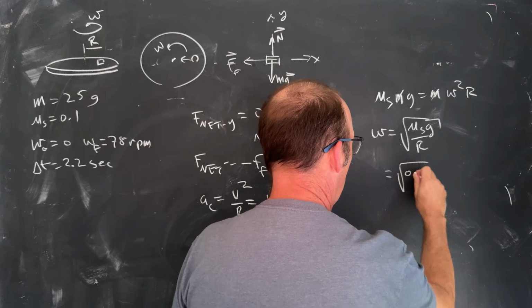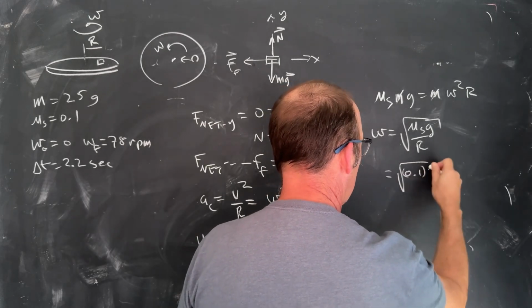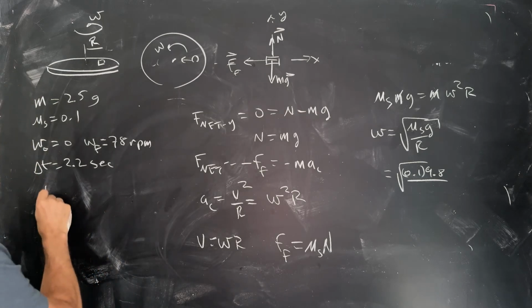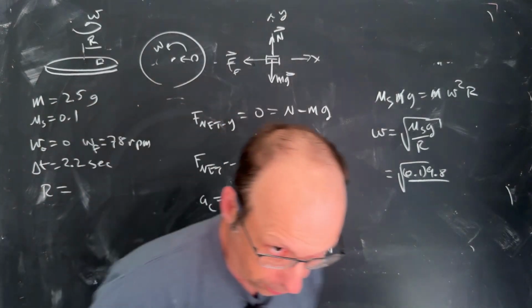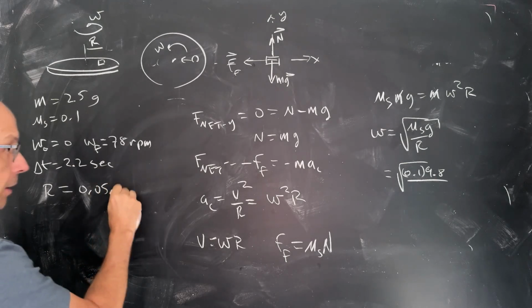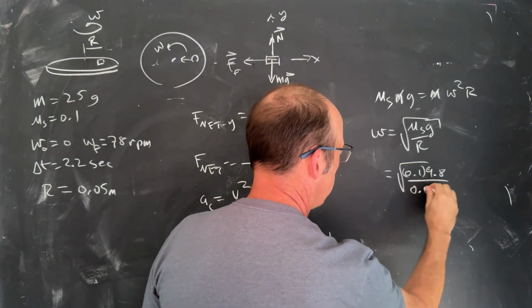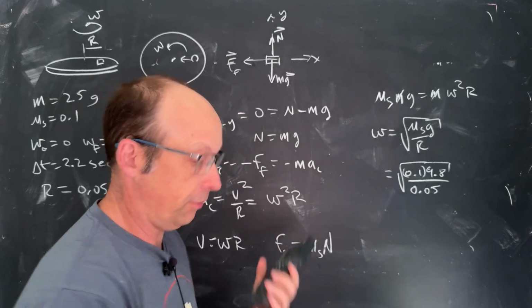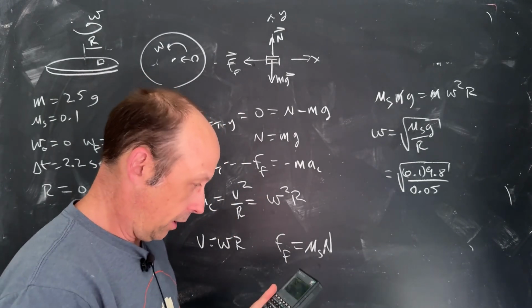Square root of 0.1 times 9.8 divided by, oh, I didn't give that r. It was in my problem. r is 5 centimeters, so 0.05 meters. So 0.05. I don't do square roots very well in my head, so I'm going to plug this in. Okay.